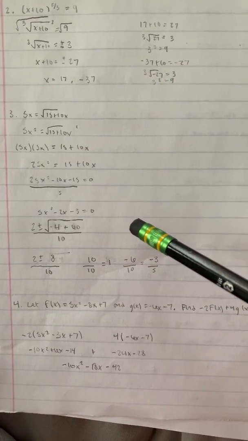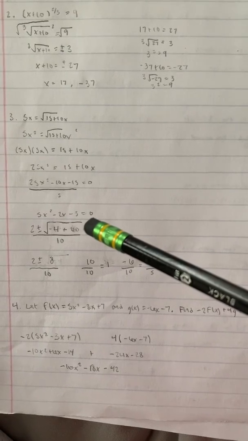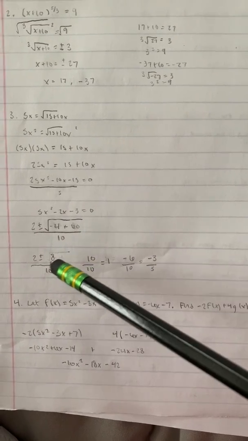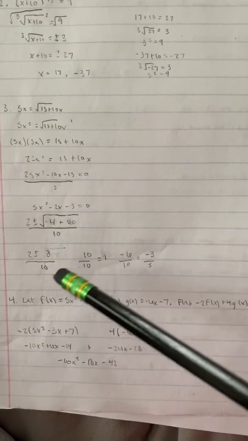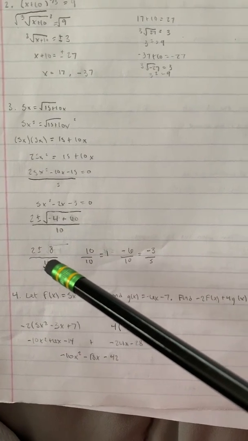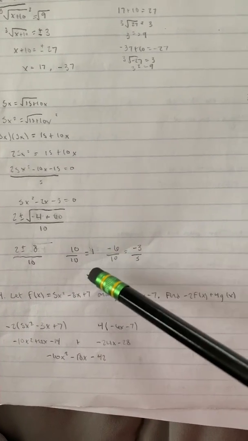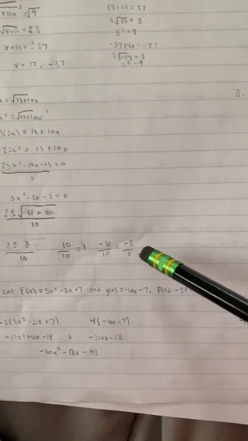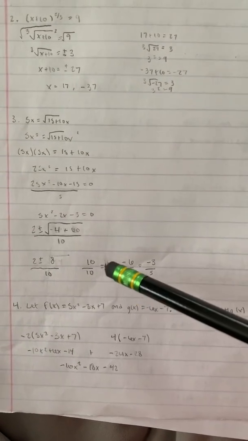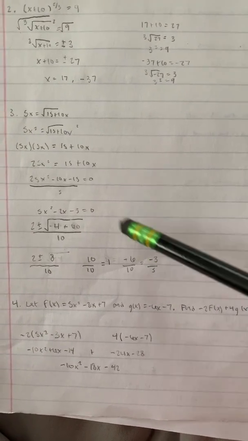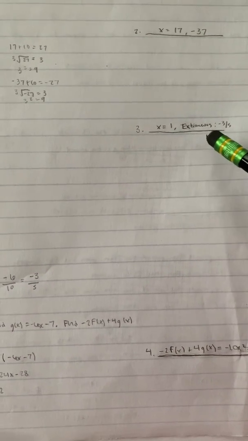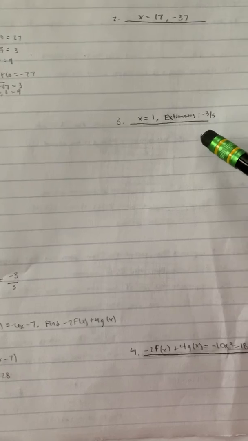And then you plug this into the quadratic formula, and it gives you 2 plus or minus 8 over 10. And then if you do 2 plus 8 is 10 over 10, which is 1. And then 2 minus 8 is negative 6 over 10, which equals negative 3/5. And if you plug in the negative 3/5, it is extraneous, and if you plug in the 1, it isn't. So the final answer is x equals 1, and extraneous solution is negative 3/5.